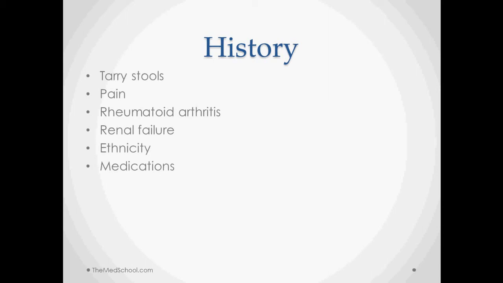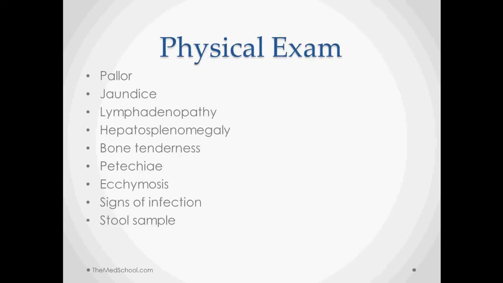Pain, rheumatoid arthritis, which is associated with autoimmune destruction of red blood cells, renal failure. Remember, the kidneys are where erythropoietin is made, which is the major hormone to stimulate red blood cell production. Ethnicity is associated with certain types of genetic anemias like thalassemia that you see in Mediterranean populations, and medications, many of them can cause anemia as well.